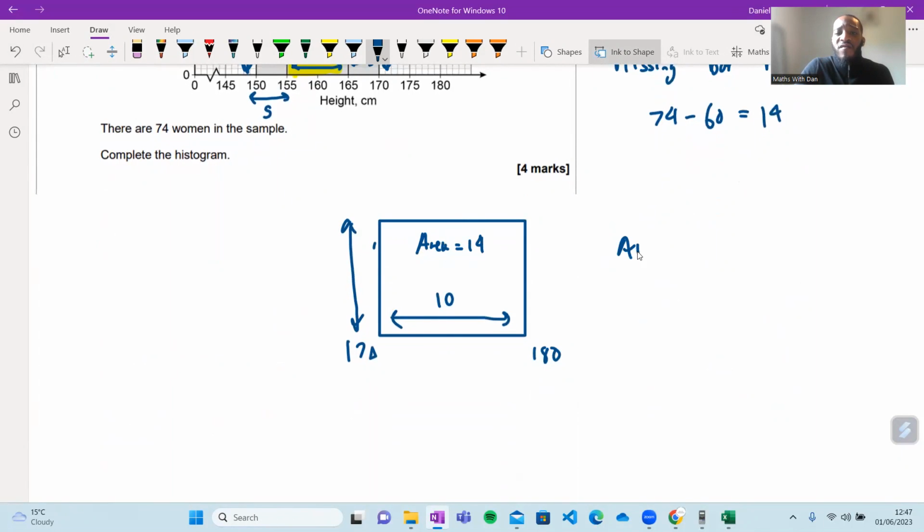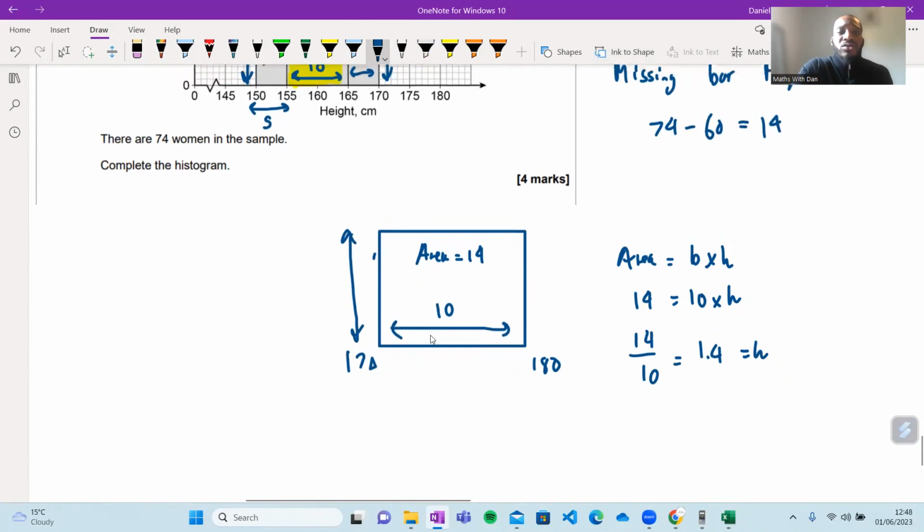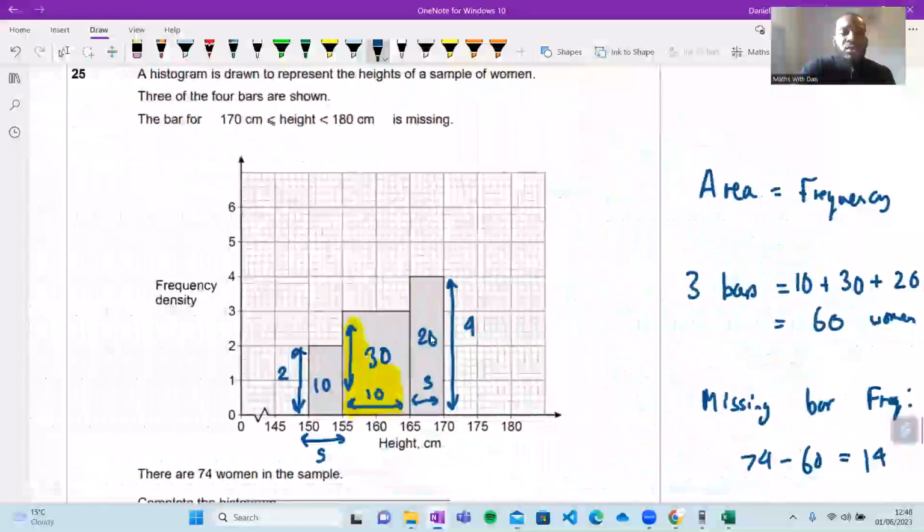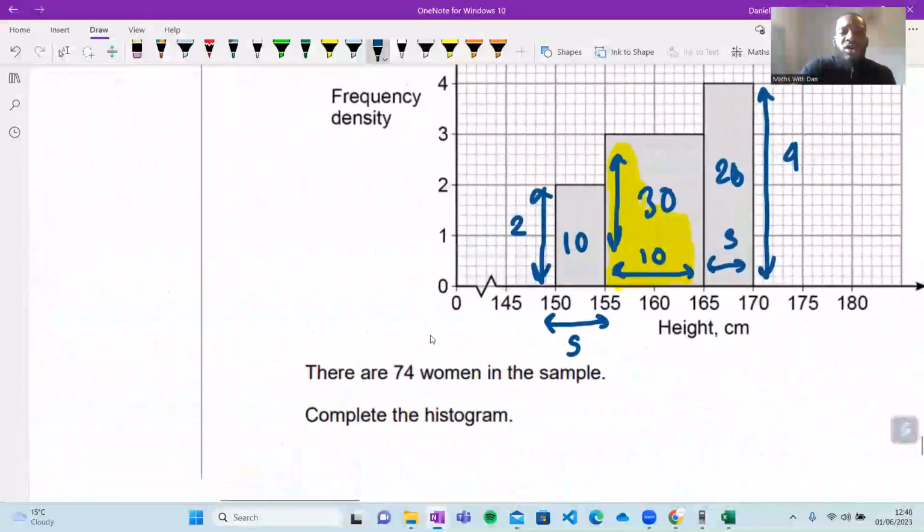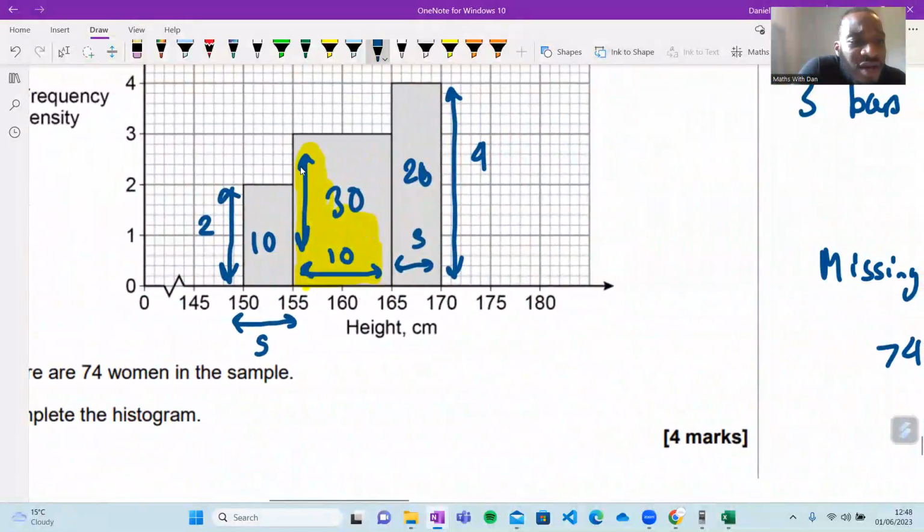How do we work out the area of a rectangle? It's just base times height. So if the area is 14 and the base is 10, the height is going to be 14 divided by 10, which is 1.4. So the height of it is 1.4, and in other words, it's the frequency density. So therefore, we're finished because we know the height of it is 1.4. So we just go to 1.4 on our graph. Now, there are 5 boxes between 1 and 2, so that tells me that each box is 0.2.